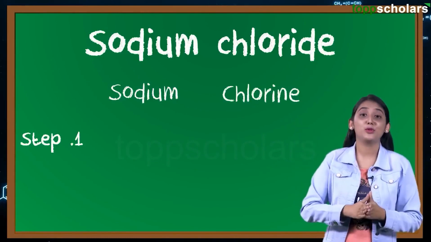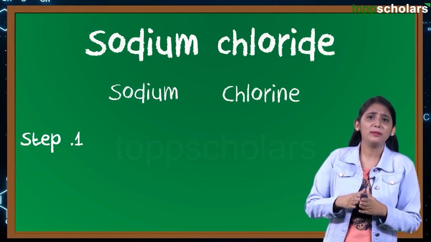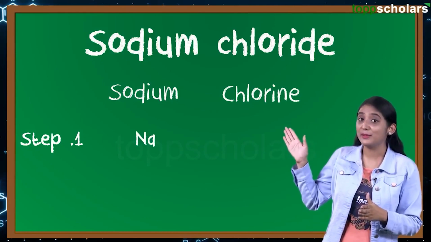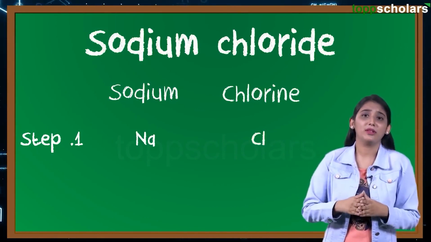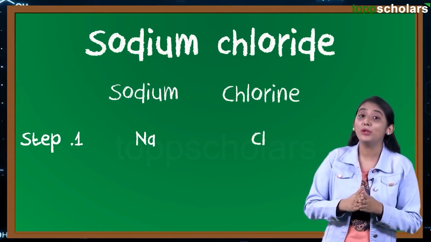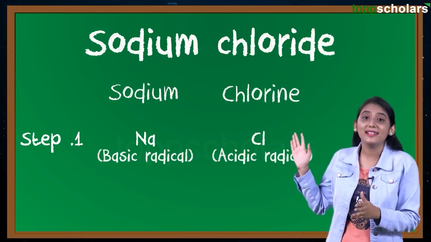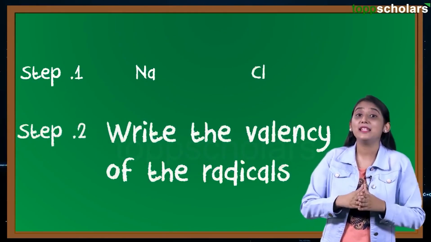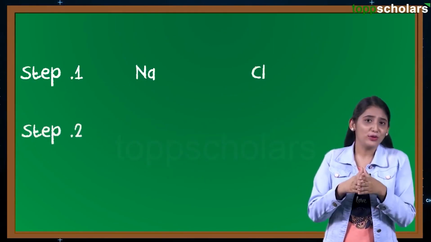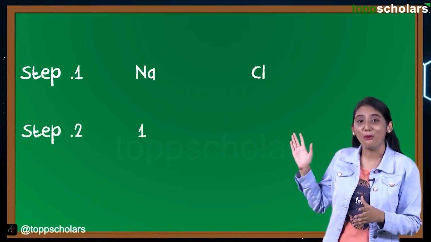So the first step is to write down the symbols of the radicals. The symbol of sodium is Na, whereas the symbol of chlorine is Cl. But here always remember that you need to write down the symbol of the basic radical on the left and the symbol of the acidic radical on the right. The next step is to write down the valency below the respective radicals. So the valency of sodium is 1, and the valency of chlorine is also 1.